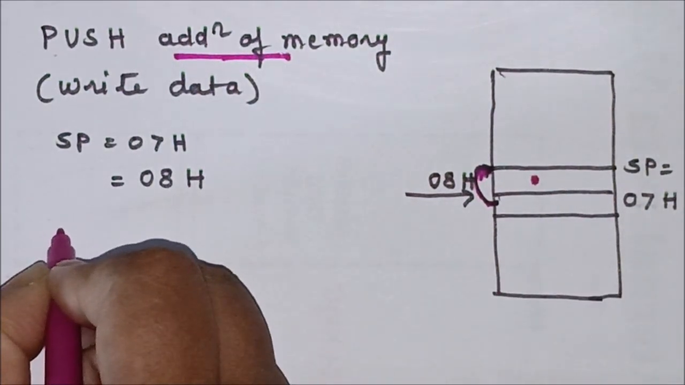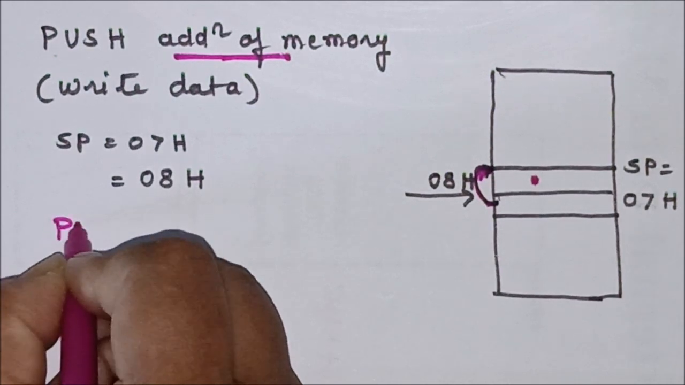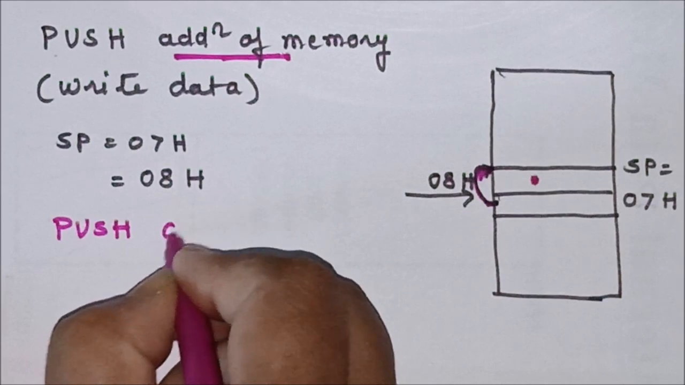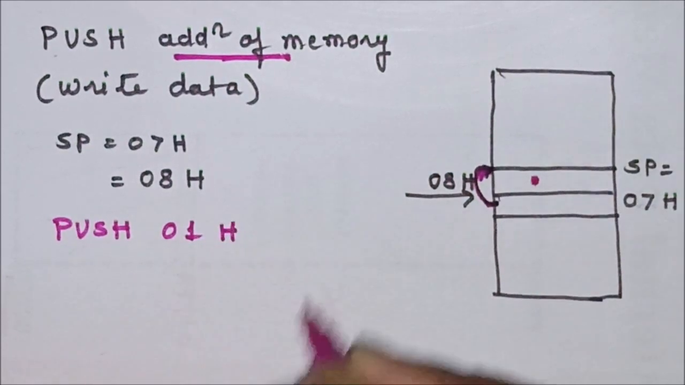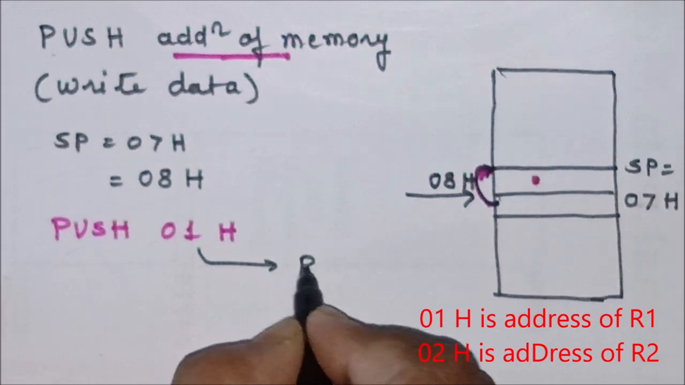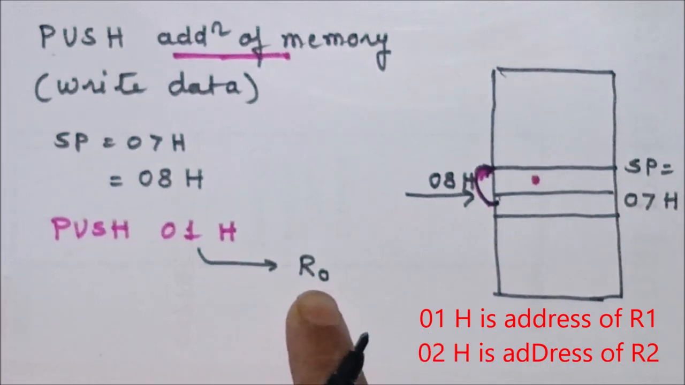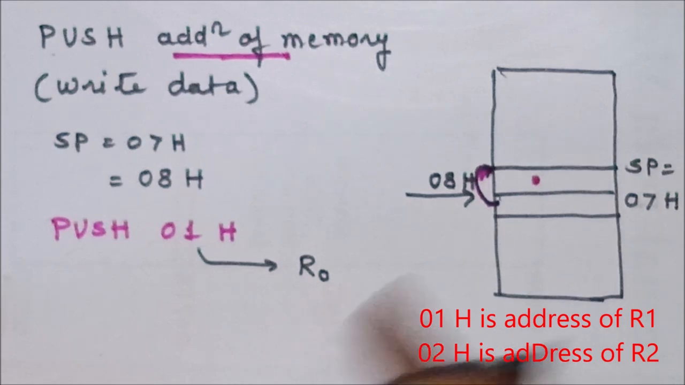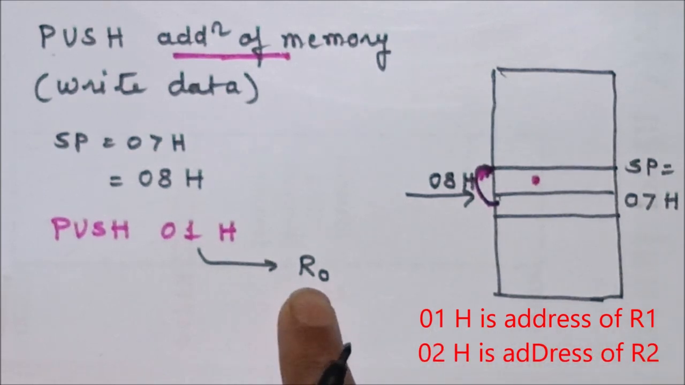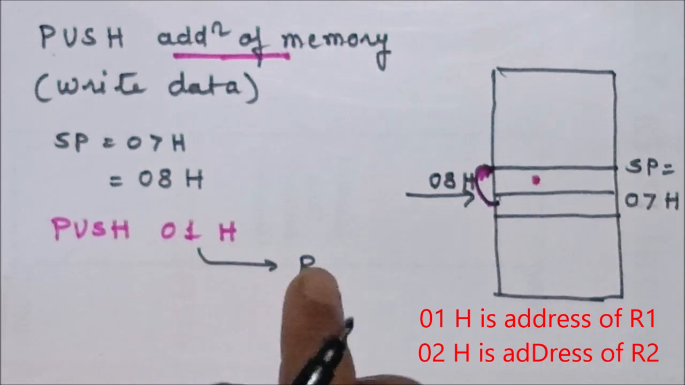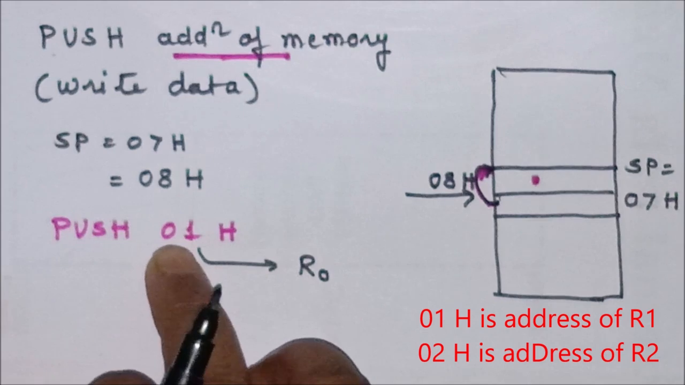For example, suppose we consider the instruction PUSH 01H. 01H is the address of register R0, and by default it is from memory bank 0. If you want to change the memory bank, then you have to change 2 bits of the PSW register. But we'll assume the memory bank is bank 0. So this is the address of the R0 register.